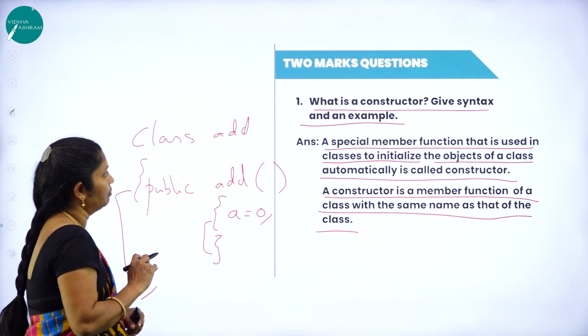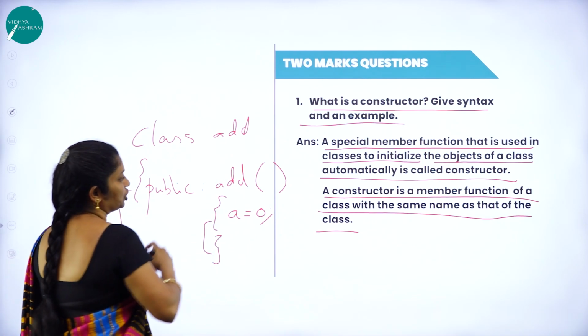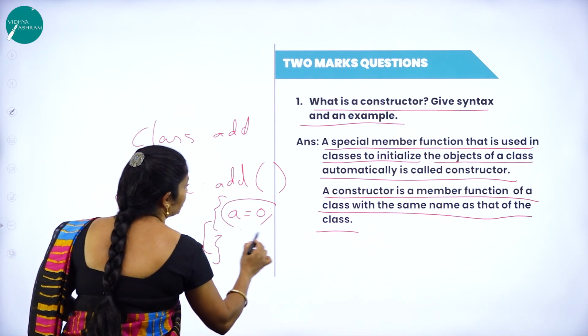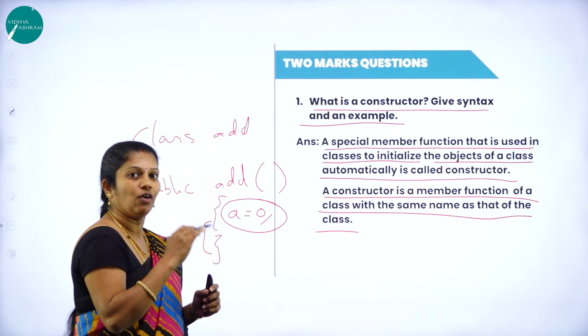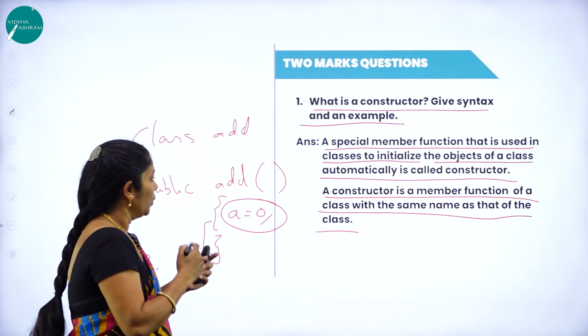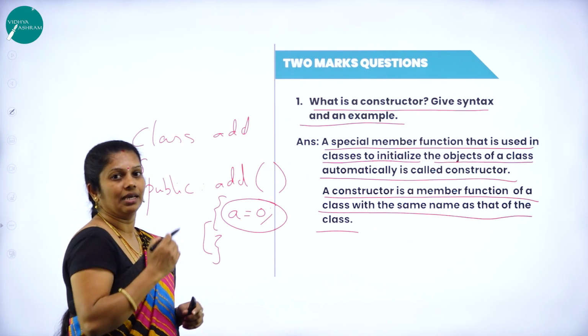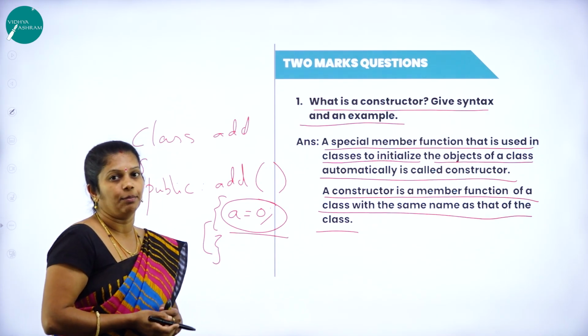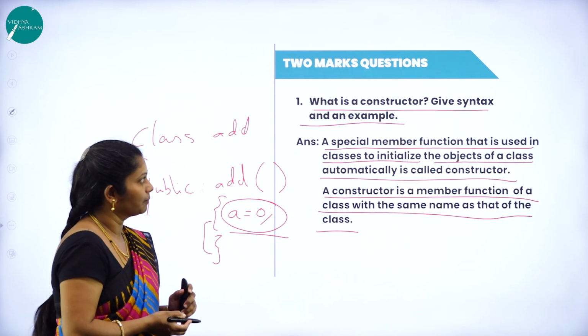From this you come to know that the class name and function name are the same here. And here we can initialize, that is, a equals some value, where a may be 0, 1, 2, 3 or any other value. It means that only initialization can be performed in a constructor.